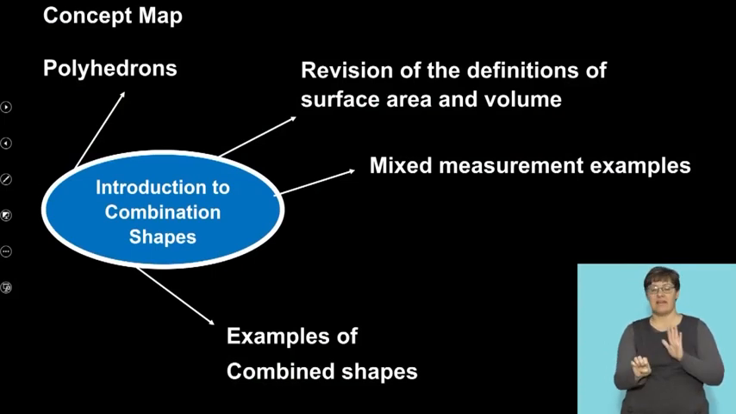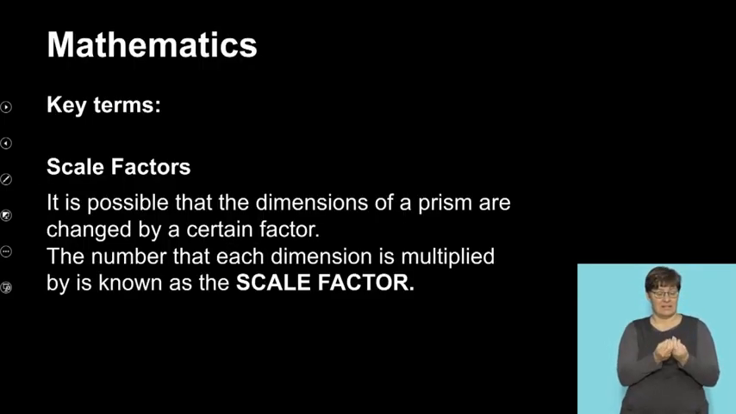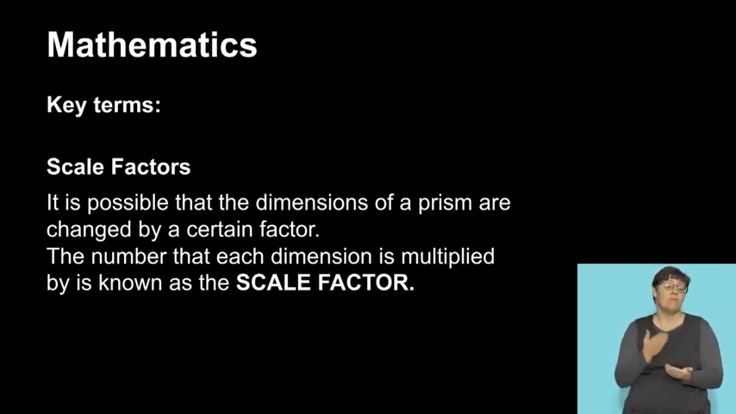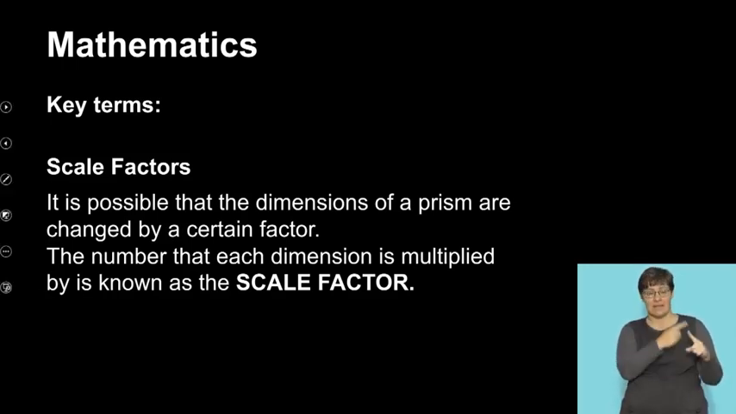We're going to carry on with examples of combined shapes, but first things first, I'm going to remind you what scale factors are. So it is possible that the dimensions of a prism are changed by a certain factor. The number that each dimension is multiplied by is known as the scale factor. And we often refer to this as the scale factor of K. So it's essentially just saying that we can alter the surface area and the volume of a prism by multiplying certain sides by a scale factor.